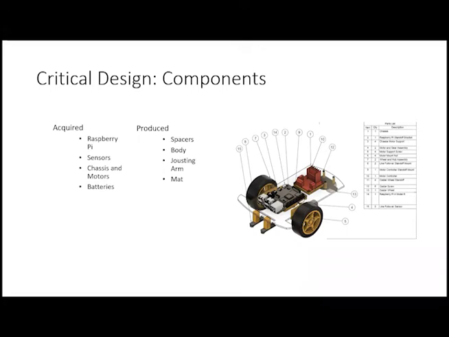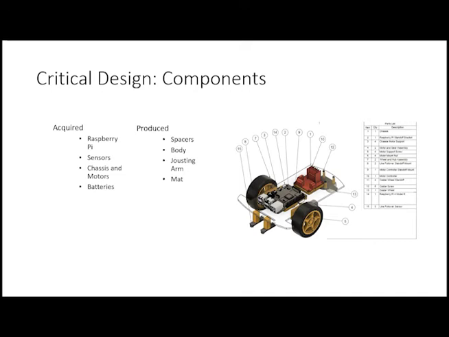The design was built using components that were both acquired and produced by the team. With the complexity of the design, the team chose to use some components that were available to purchase. These components of the design are readily available, are low cost, and are highly reliable. The Raspberry Pi, sensors, chassis, including the motors and the batteries, were all bought from online retailers.